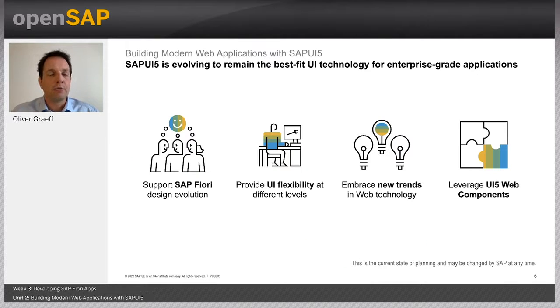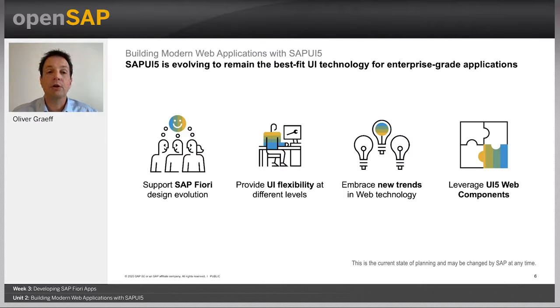So that was kind of an overview of SAP UI5. And now I want to highlight 4 topics. First one is obviously the Fiori design and how the Fiori design and the UI5 technology evolve together. Second topic is UI flexibility. Many customers and partners do not use SAP standard delivery out of the box, but they have requirements to adapt, to extend the standard applications. And here SAP UI5 helps.